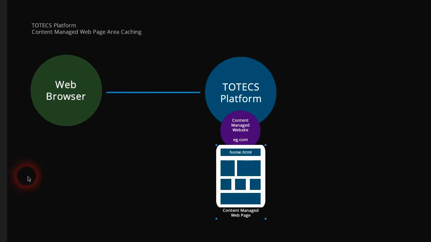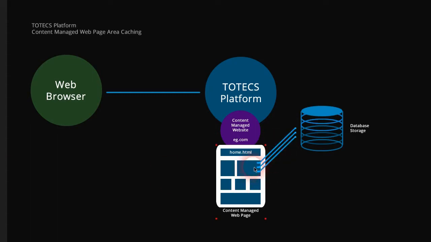So in the backend of the TOTECS platform, there is a database that stores each of the different pieces of data that may be used to generate a content managed web page. And that data is chosen based on the user who is requesting the web page and the kind of content that they want. For each area, there may be multiple requests that need to be made to the database to obtain its data.